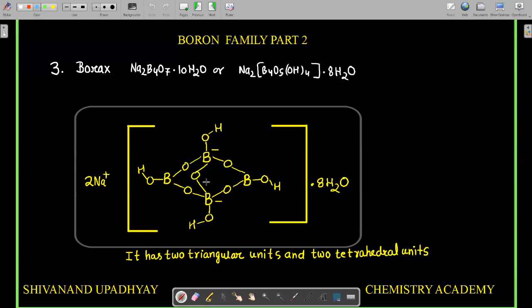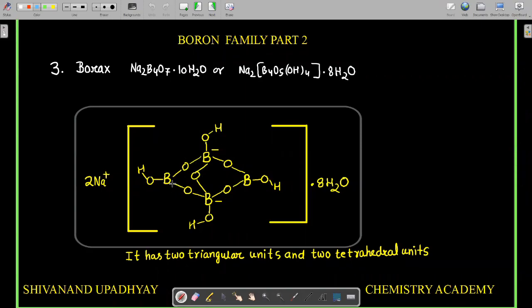So when we add this borax in water, there are 5 B-O-B bonds. When this anion reacts with water, which is known as hydrolysis, 5 water molecules are required to break these B-O-B bonds, and they will convert into 2 triangular units of boric acid and 2 tetrahedral units of B(OH)4 minus, right? So it has 2 triangular units and 2 tetrahedral units, and it's very simple.